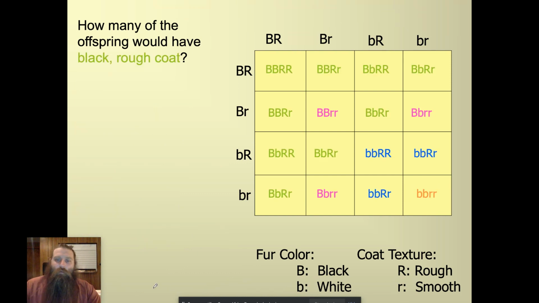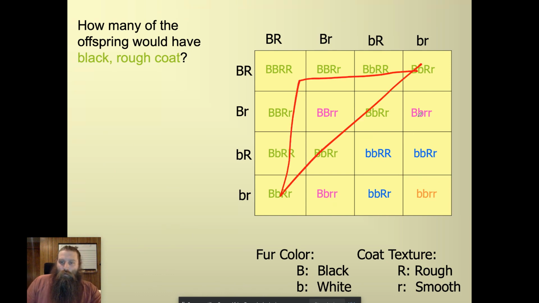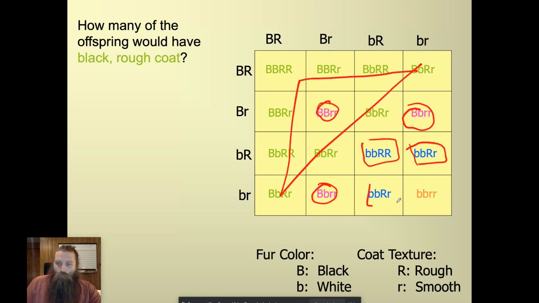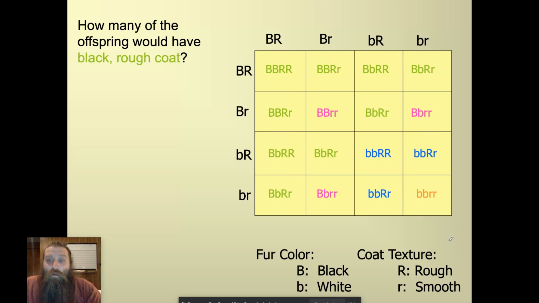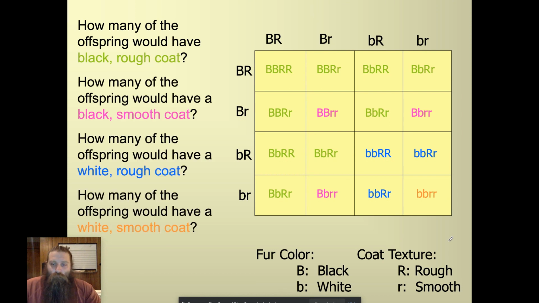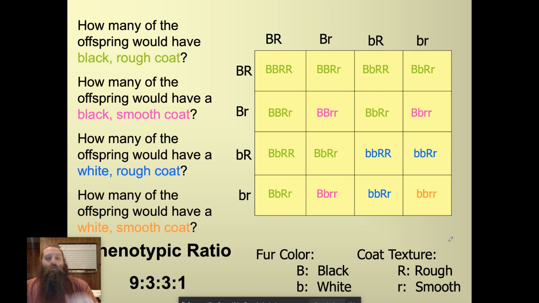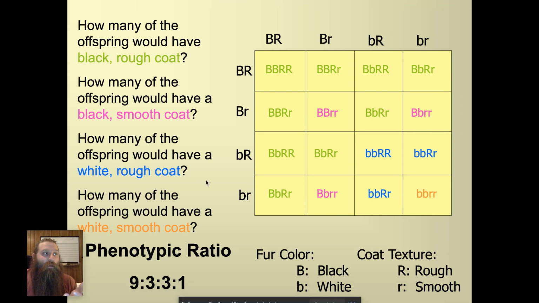So here it is color-coded. You can see there are the 9. Here's 3, 3, 1. 9 to 3, 3 to 1. And it's always going to fill that shape. Okay? There we go. There's our phenotypic ratio, 9:3:3:1. That's what we expect to see.